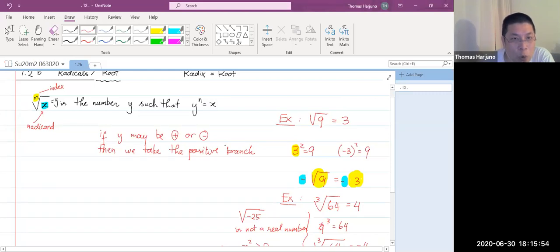So that's what it means to be the principal branch described in our textbook. If there is more than one real number that could be the value of the radical, we choose the principal branch, which is the positive branch in our case. Okay, that's for the radicals. Now I will go ahead to examples, continuing from what we did yesterday.